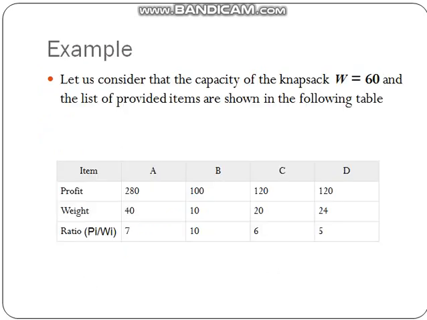Let us check one example. Let us consider that the capacity of the knapsack is W equal to 60, and the list of provided items is shown in the following table. Here these are the profits, weights, and the ratio of Pi by Wi, and these are the 4 items A, B, C, D with given profits and respective weights.